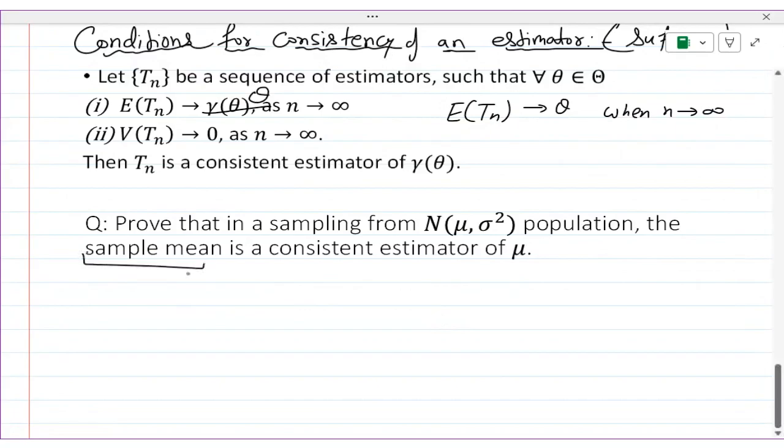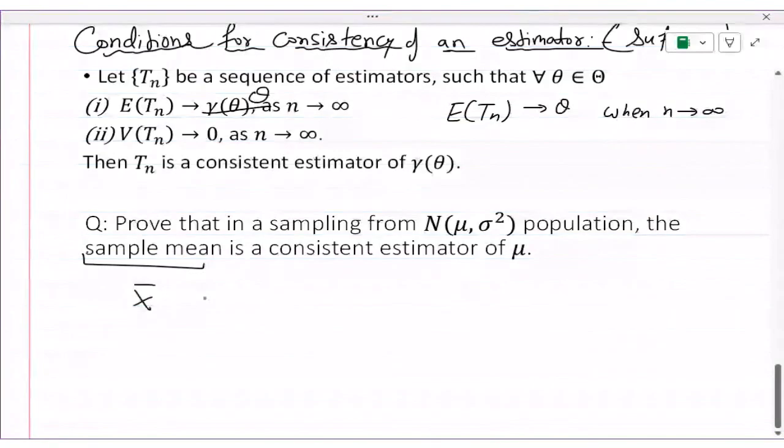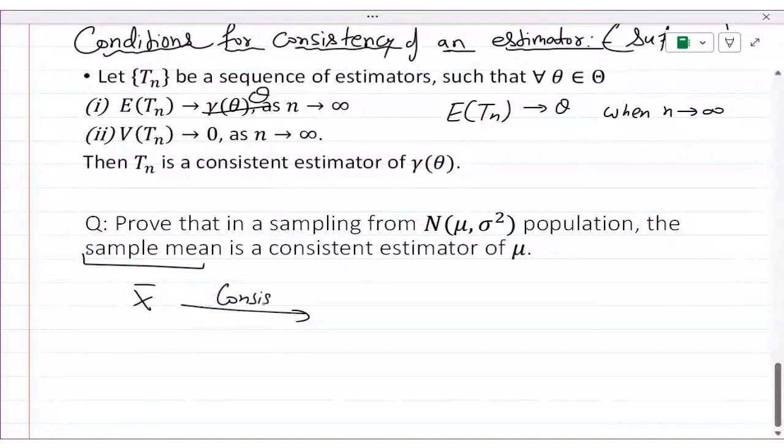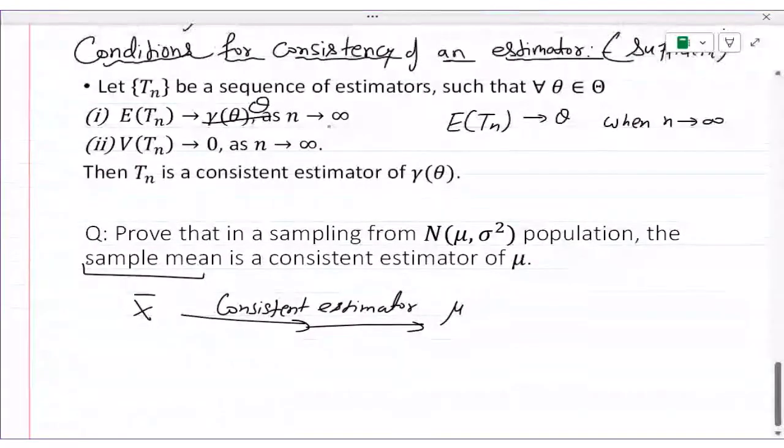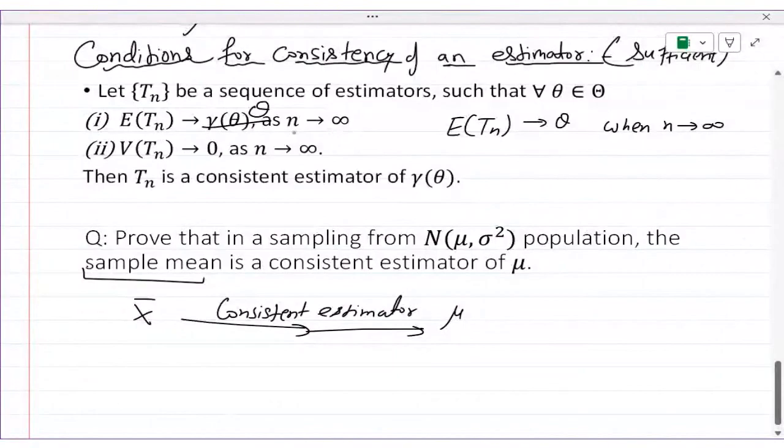What is the meaning of sample mean? Sample mean means x bar. So we have to show that x bar is a consistent estimator of this mu, the population mean. From the sample mean, we can estimate the population mean. So if you want to show that some estimator is consistent, you can use these two conditions that we have just studied. First, we find the expectation of that estimator, and that should be equal to the parameter.